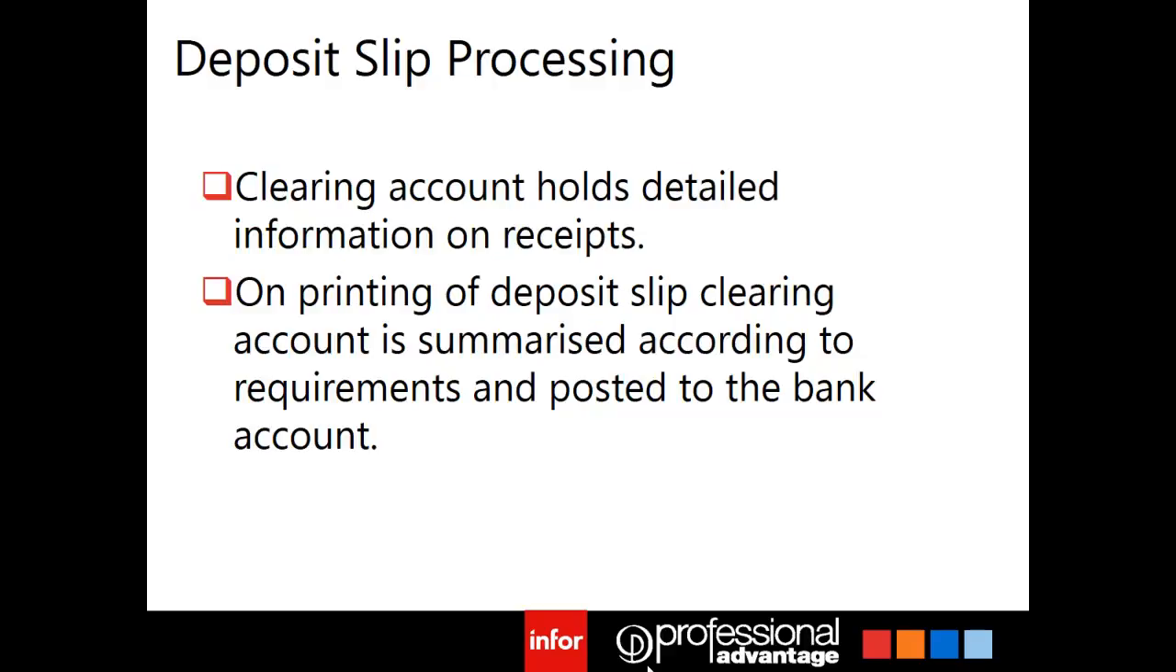The deposit slip processing element around the receipting module is something that is entirely optional. This allows you, if required, to actually generate a receipt and have this held in a holding account, and then generate a deposit slip when you've collected all your cash, and once this has been deposited at the bank, print that deposit slip if needed, and then post the deposit against the bank account and clear the clearing account of all the receipts. On printing the deposit slip, the clearing account is summarised according to the requirements of the posting of the bank account.